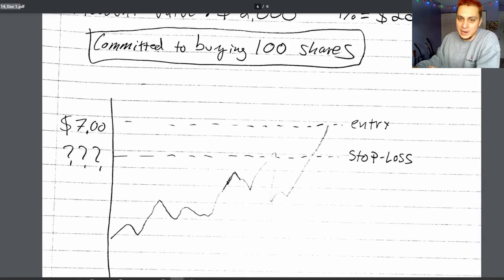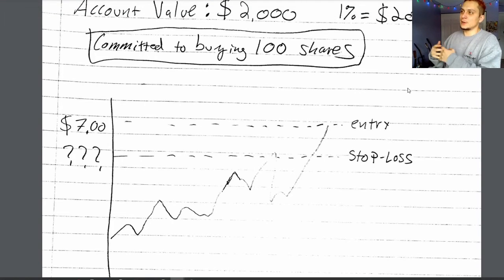if we're right, we got to be right away. We got to be right immediately, because if there's too much volatility or it dips back a little bit, we're going to get stopped out of the trade. But if it goes our way, we'll make a lot more money. And so this is risk management.